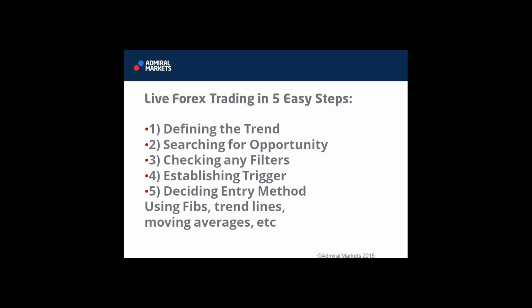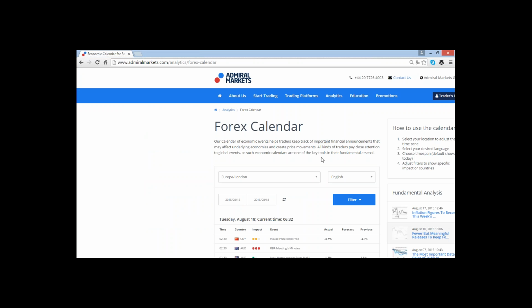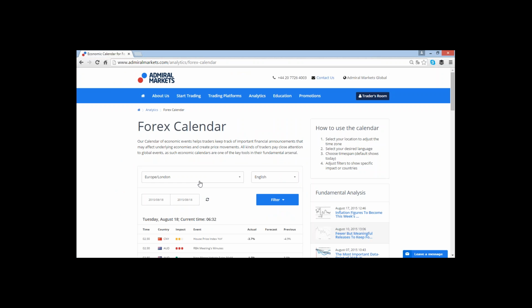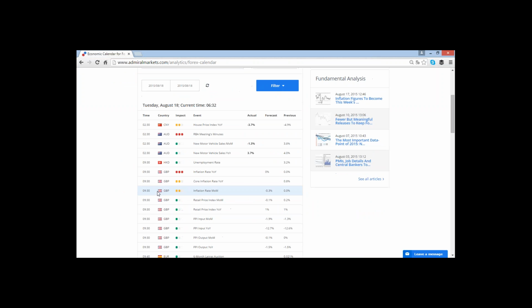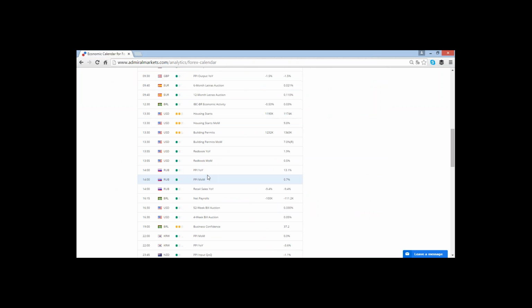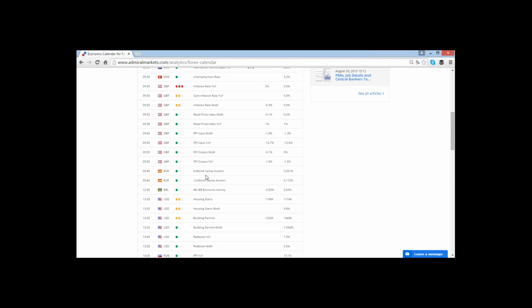Alrighty, well, before taking a look at the charts, let's first take a look at the calendar and see what's going on. We had meeting minutes on the Aussie. We have an inflation rate on the pound, and some other lighter and medium news.